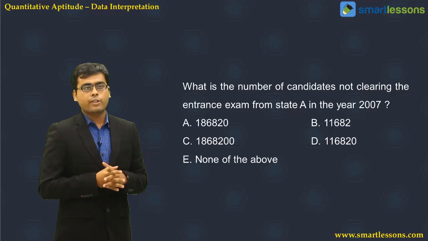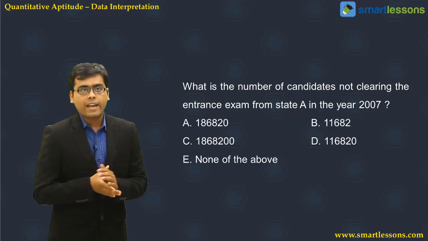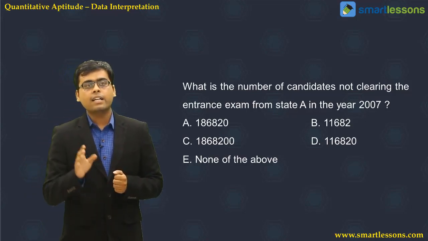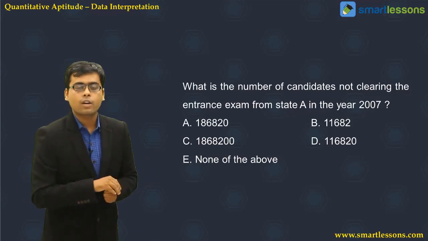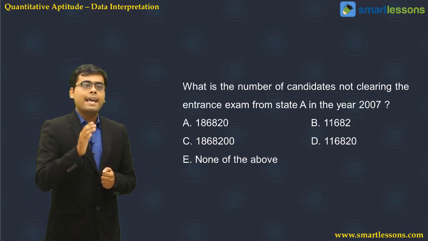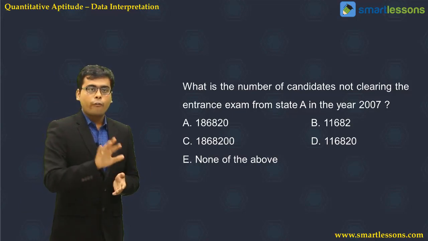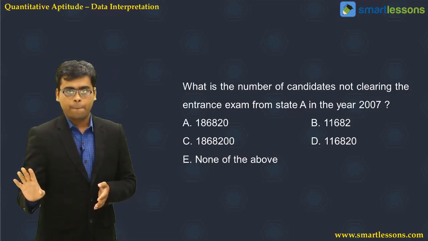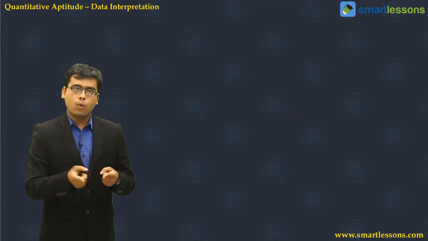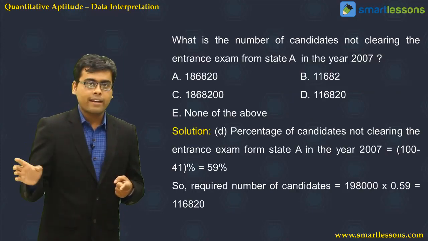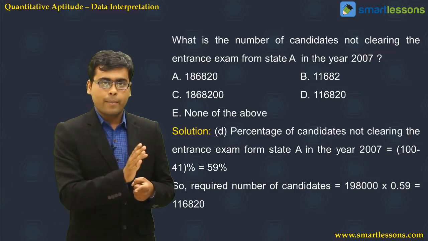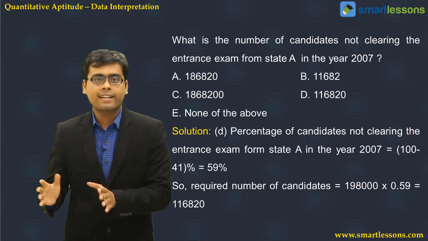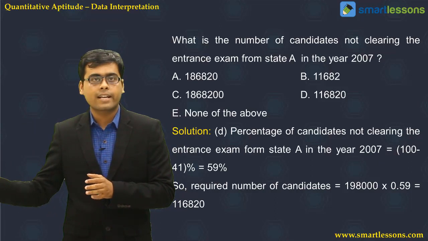Alright. Next question. What is the number of candidates not clearing the entrance exam from state A in the year 2007? So again, go back to the table. Yes. In the year 2007, 41% candidates qualified the entrance exam from state A. So how many candidates could not qualify? 100 minus 41, that is 59%. So 59% candidates could not qualify the entrance exam.